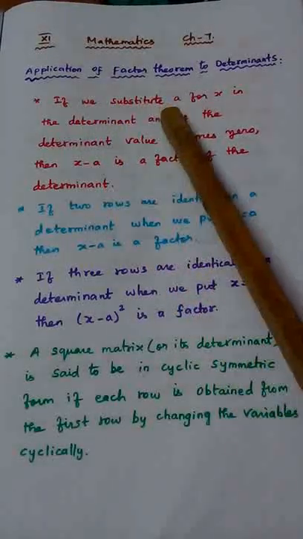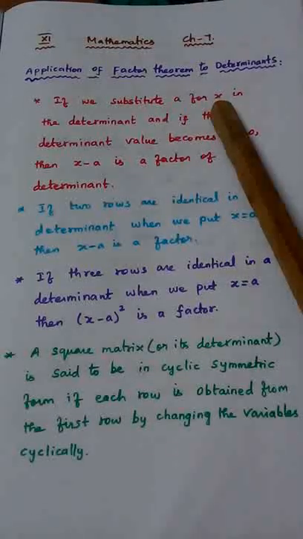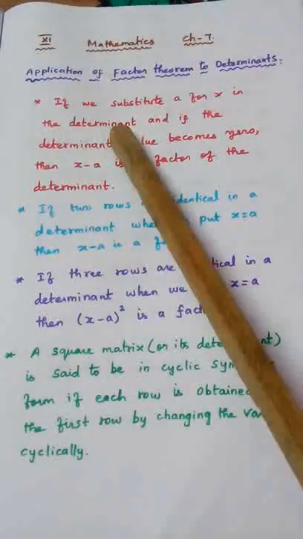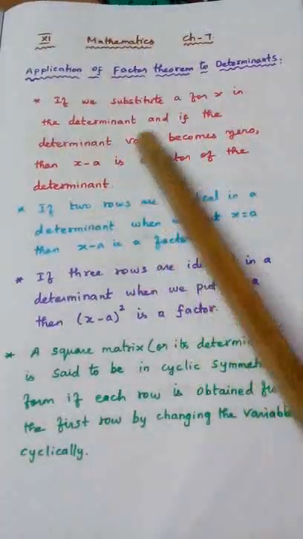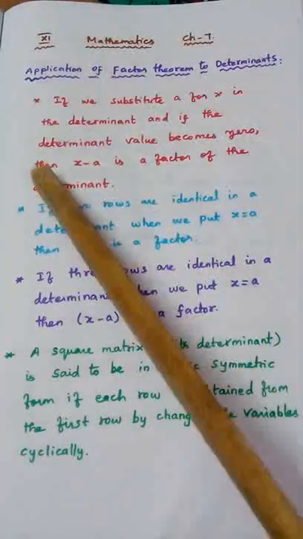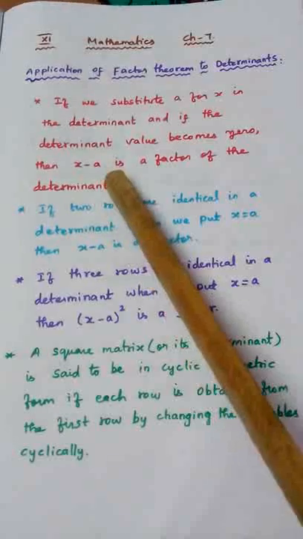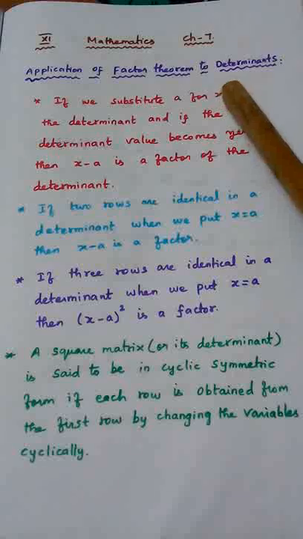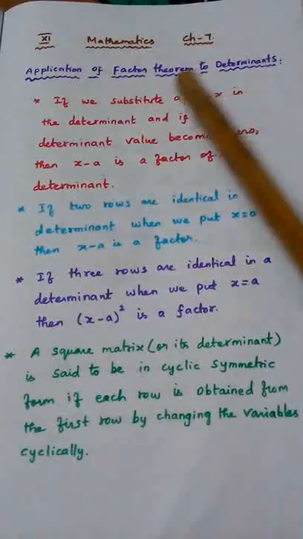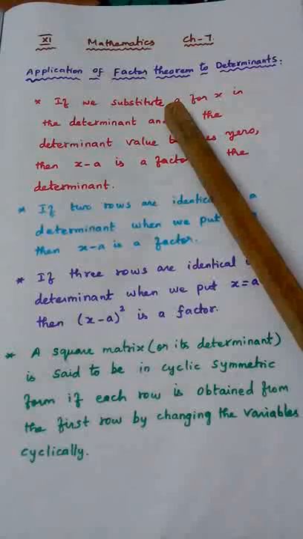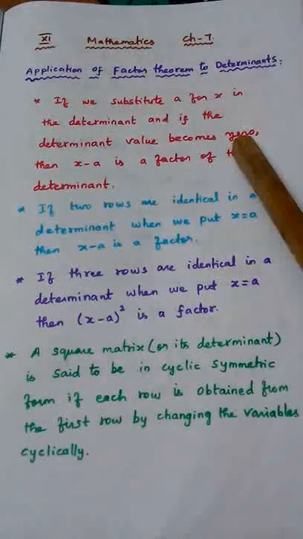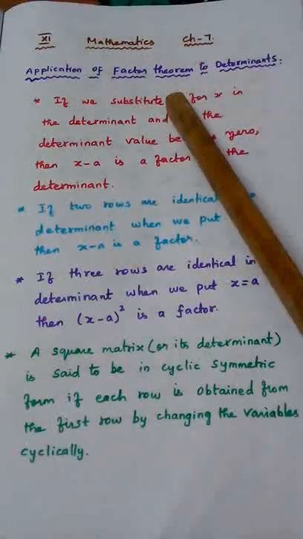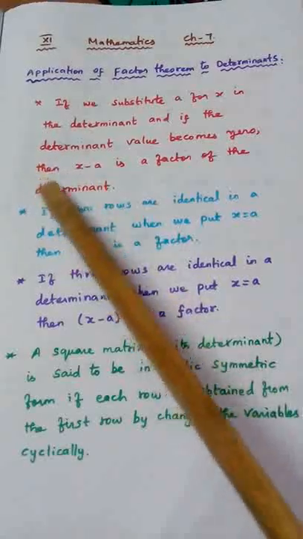If we substitute a for x in the determinant, and if the determinant value becomes 0, then we will say x minus a is a factor of the determinant. We are having one determinant. In that determinant, in place of x we are substituting a. If we do like that, the value of the determinant becomes 0. Then I can say that x minus a is a factor of that particular determinant.